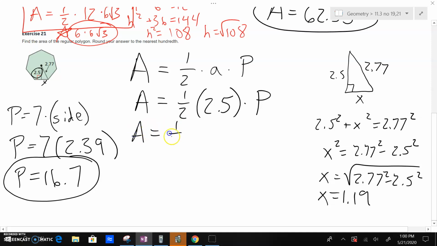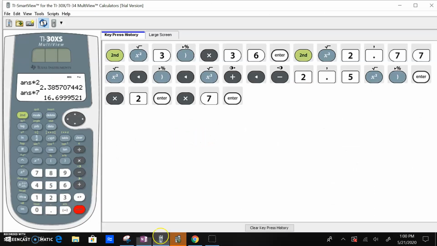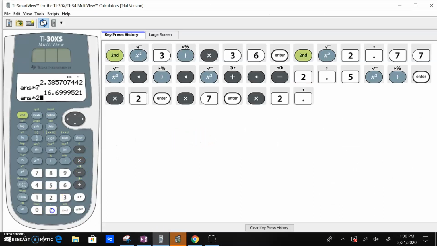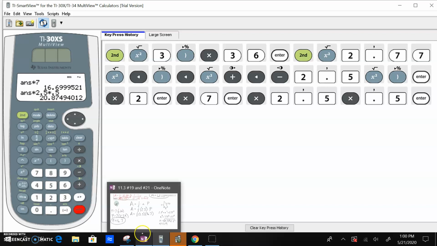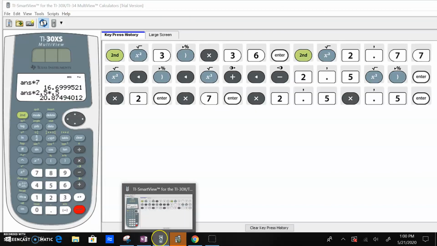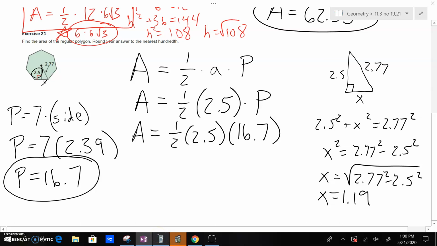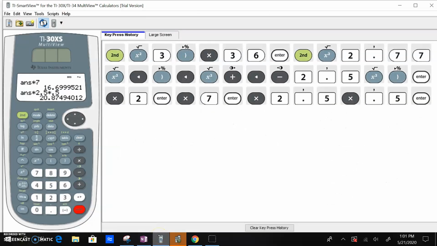And so I've got half times 2.5 times 16.7. And I actually already have that number in the calculator, so I'm just going to multiply it by 2.5 and by 0.5. So I'll go back here and hit times 2.5 times 0.5 and hit enter. And our answer ends up being 20.87, or actually no, hang on, jumping all around here. The answer ends up being 20.8749. So actually that 9 rounds up the 4 to a 5. That 4 rounds up the 7 to an 8 technically.